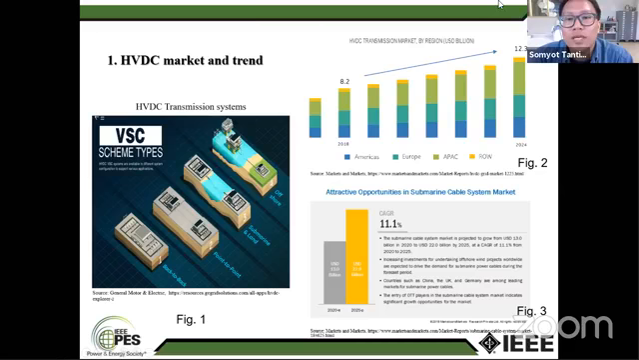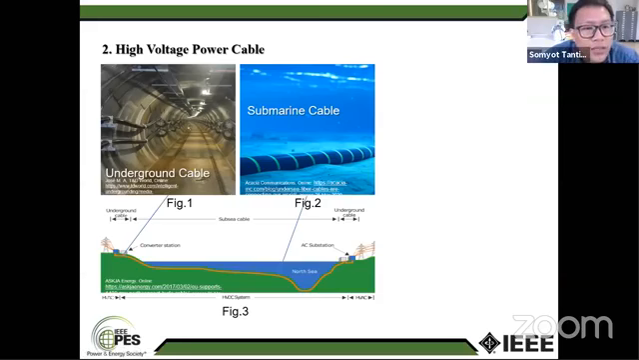So in figure 2, we can see the significant growth of the HVDC transmission market. In 2018, the investment for the HVDC transmission market was about 8.2, with significant growth up to 12.3 in 2024. This shows the significant growth in submarine cables in figure 3 as well. And this figure shows the underground cable and submarine cables installed at positions between land to land to the sea.